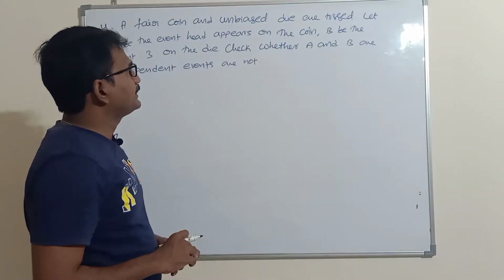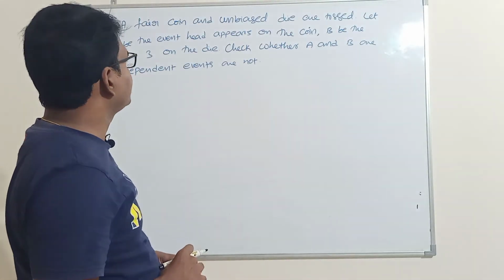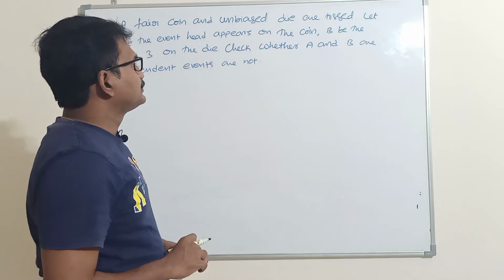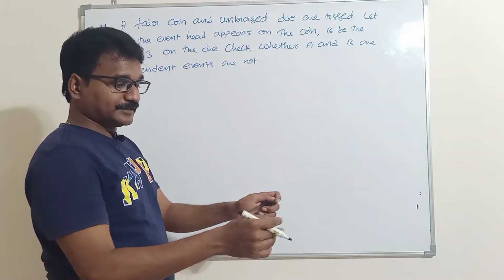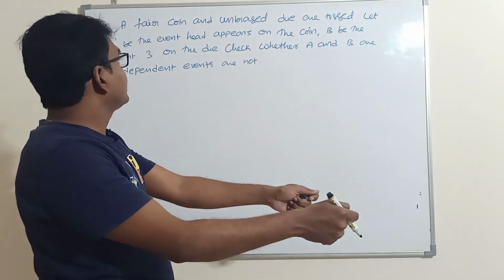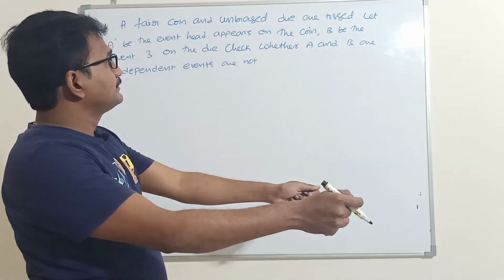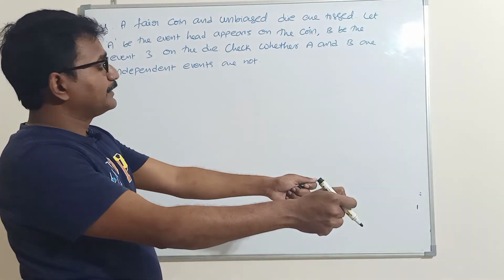Next, a fair coin and unbiased die are tossed. Let A be the event head appears on the coin and B be the event of 3 appears on the die. Check whether A and B are independent events or not.